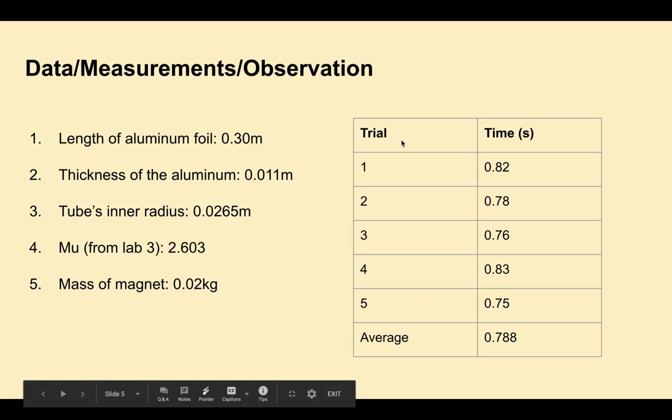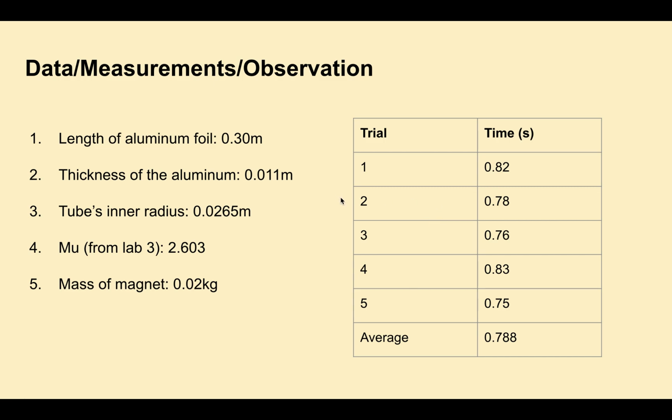Here are my measurements in the table that shows all 5 drops, which has an average time of 0.788 seconds. And here are all the measurements I have for the tube and the magnet.